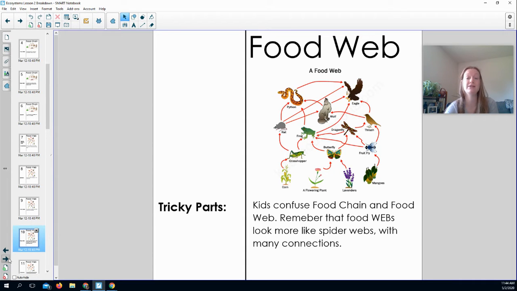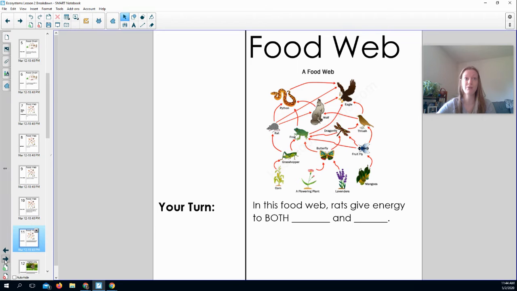What I recommend that you do is remember the word web, because if you look at a spider web, it's got a lot of different connections all over the place. So does a food web. A food web has a lot of different connections all over the place. So that could be your memory technique. Your turn. In this food web, rats give energy to both blank and blank. There are multiple correct answers. Go. All right, moving on.